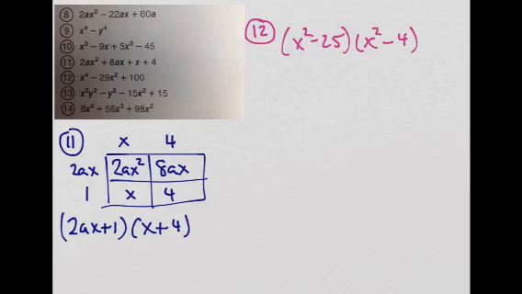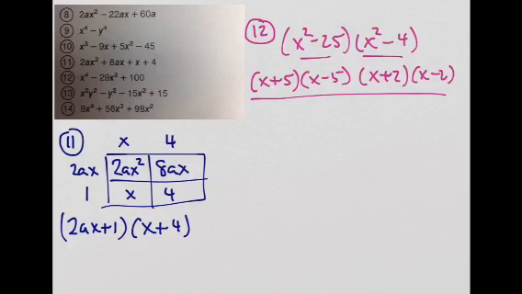Okay, now each of these is a difference of squares. So we're going to factor each of these one more time. x plus 5, x minus 5 for the first one, and then x plus 2, x minus 2 for the second one. And that would be the factored form.